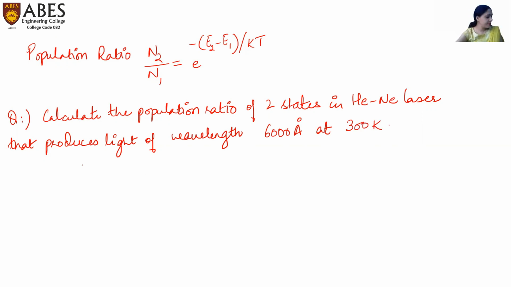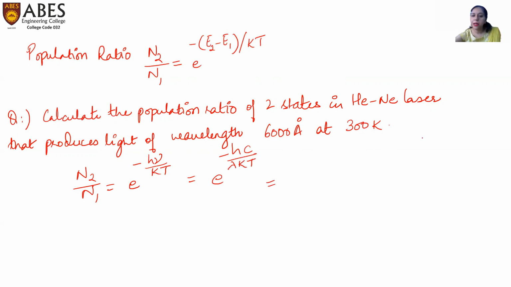So again, it's simple. We have N2 by N1 as e raised to the power minus h nu by kT, because E2 minus E1 is h nu. We can write this as minus h c by lambda kT. What is the value of k? I'm just writing it at the corner: 1.38 into 10 raised to the power minus 23 joules per Kelvin.